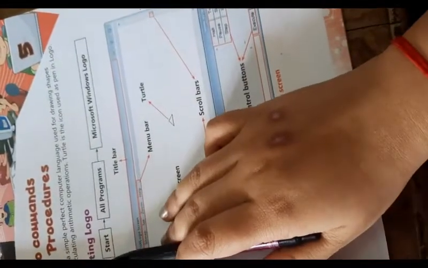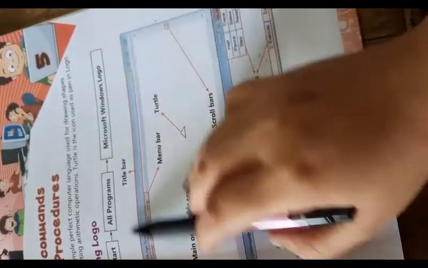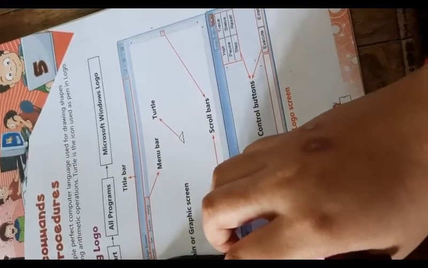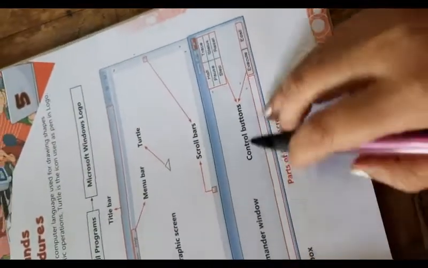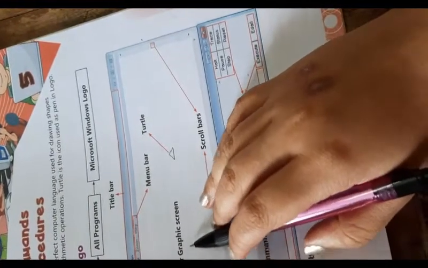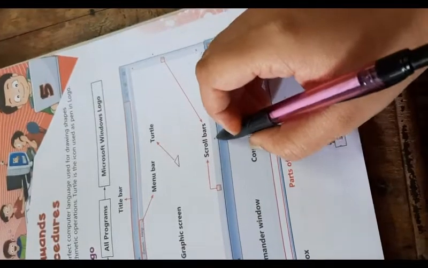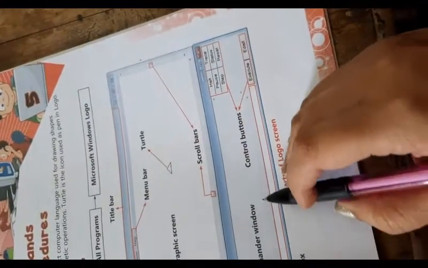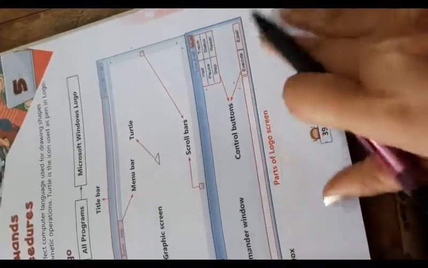How do we start? Start, All Programs, Microsoft Windows Logo, and the MS-DOS Logo screen will appear on your screen. Now you can see the menu bar, title bar, main or graphic screen, turtle, scroll bar, commander window, control buttons, and the input box.